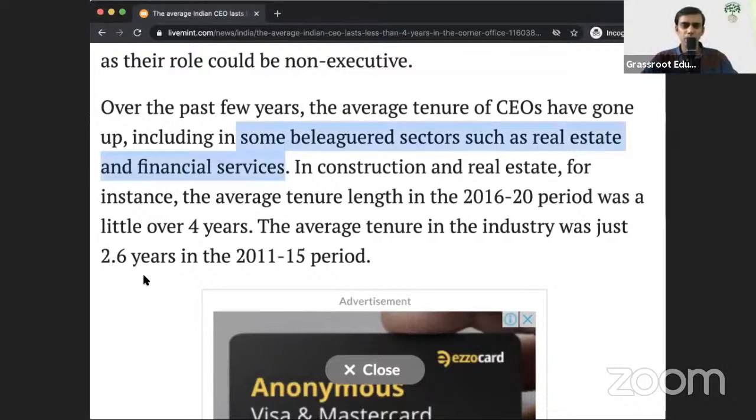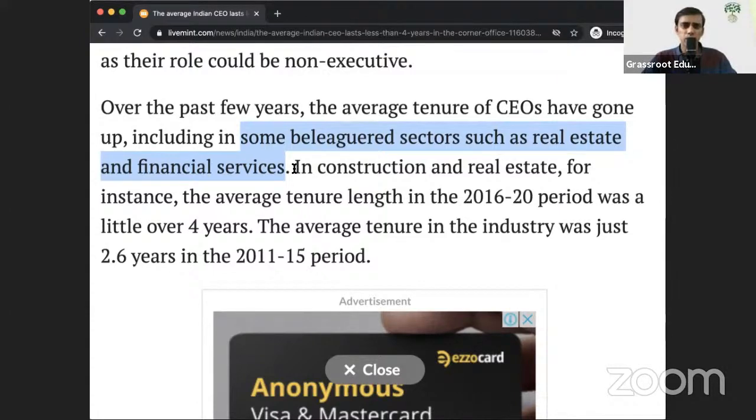Very simple. So beleaguered means a very difficult and a very tight kind of a sector. Okay, unorganized, yes, and also not very important anymore. Not very important plus very difficult sector. Okay, such as real estate and financial services. So you don't have much scope for profit anymore, and the market is down and so on. Okay, down and out kind of.